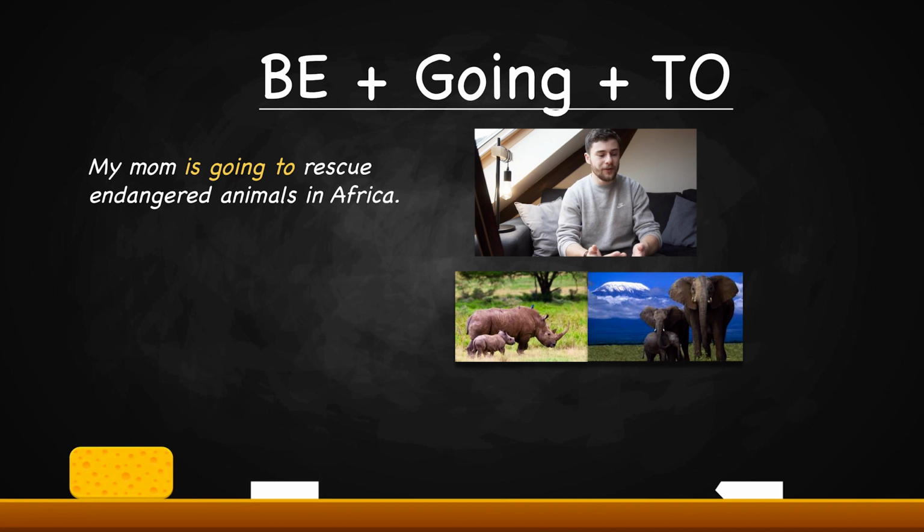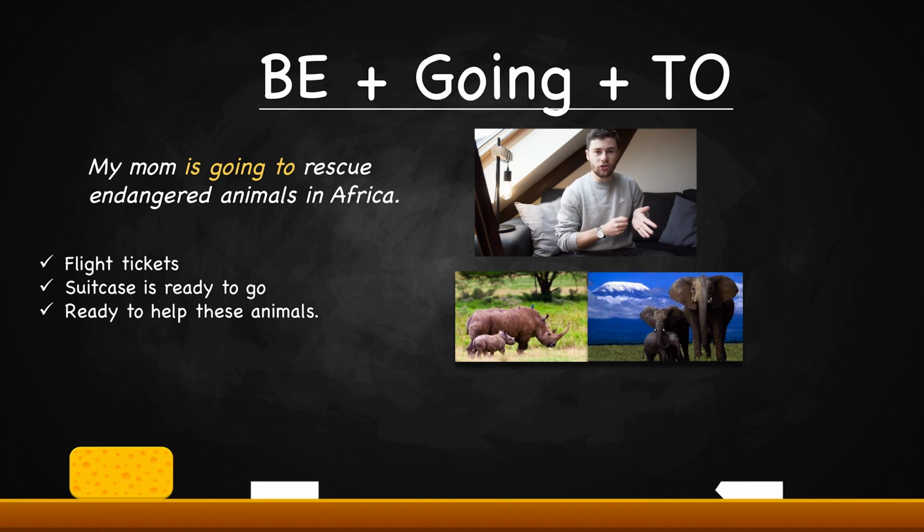So let's take a look at some examples now. My mom is going to rescue endangered animals in Africa, all right? You see these families of rhinoceros and then of elephants living in Africa, hopefully for them. Anyway, what it means is that my mom has her flight tickets ready, checked, then her suitcase is ready to go, and finally, well, she's ready to help these animals. There is more this aspect of decision making, okay?